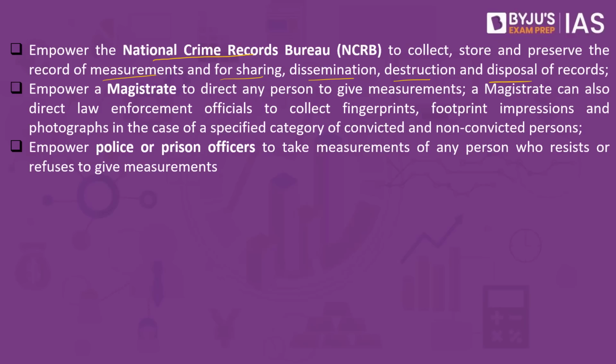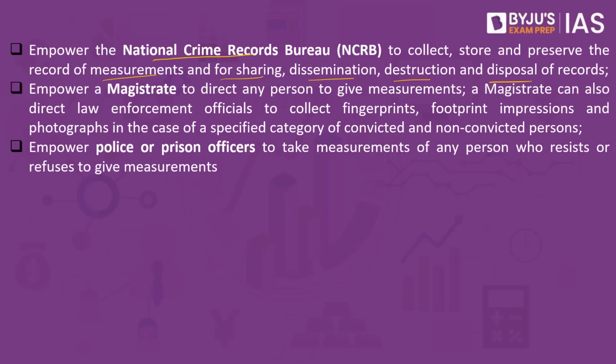So there are three types of people: one is the convict, the other is the arrested, and the other is the detained. This basically means that all those persons who are held under a preventive detention law, their samples can also be collected. So who will collect these samples? It is the authorities from the National Crime Records Bureau. Let's say there is a person who is convicted, or arrested, or detained. Who will collect these samples, and where will these samples be stored? That institute happens to be the National Crime Records Bureau.